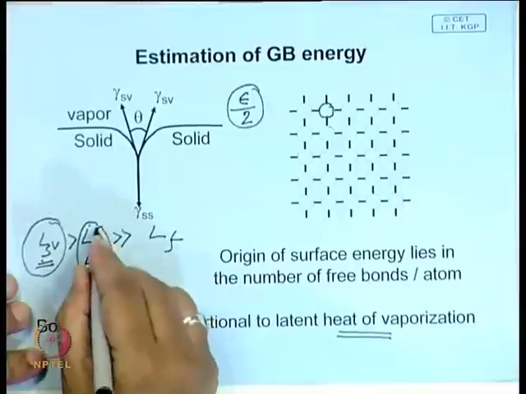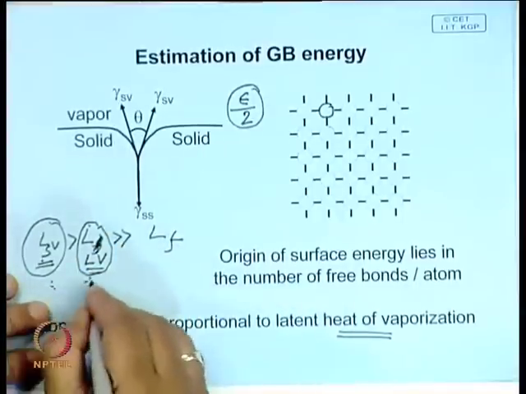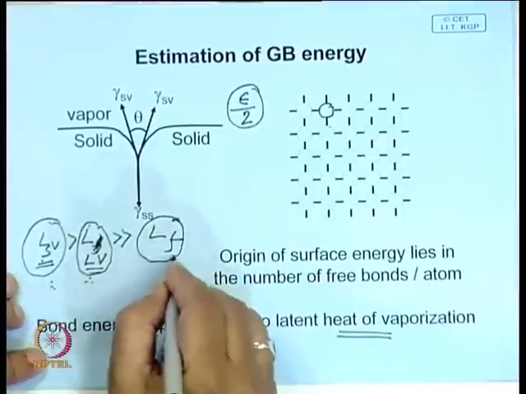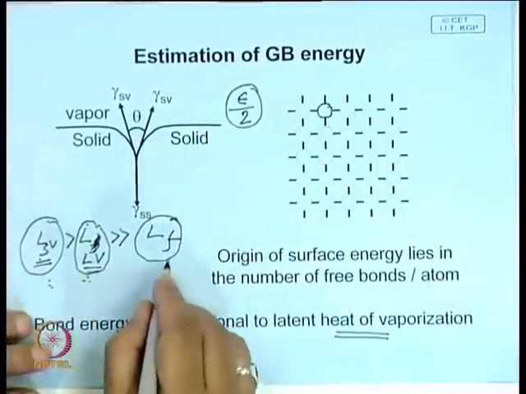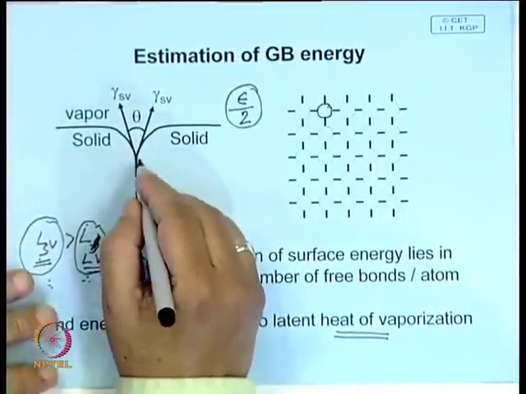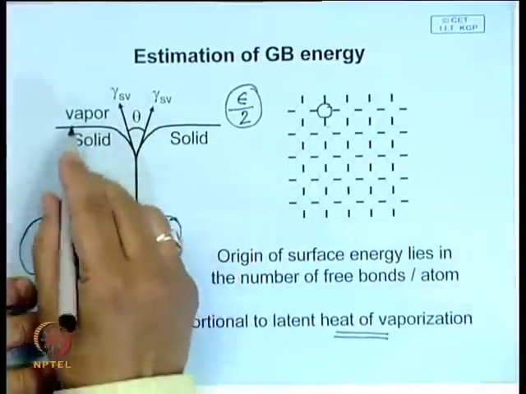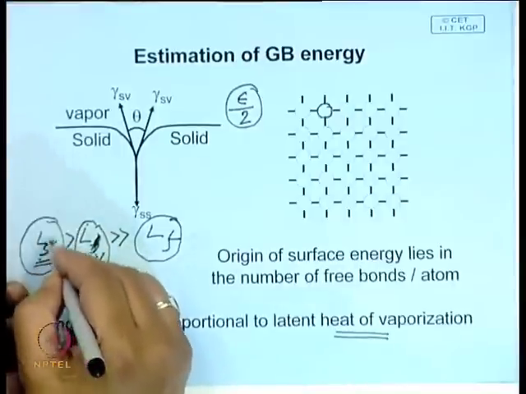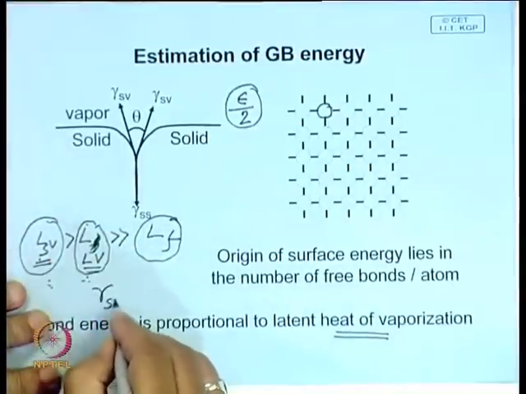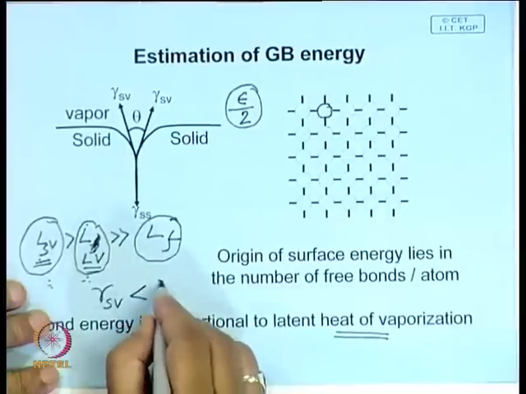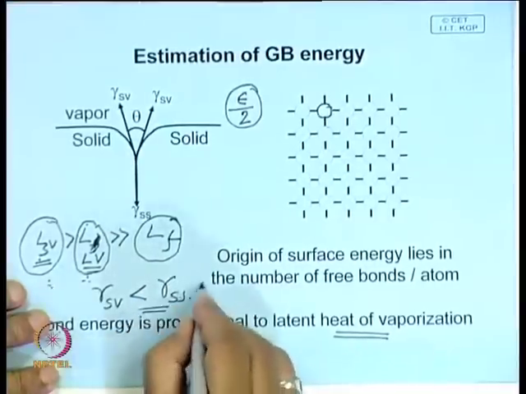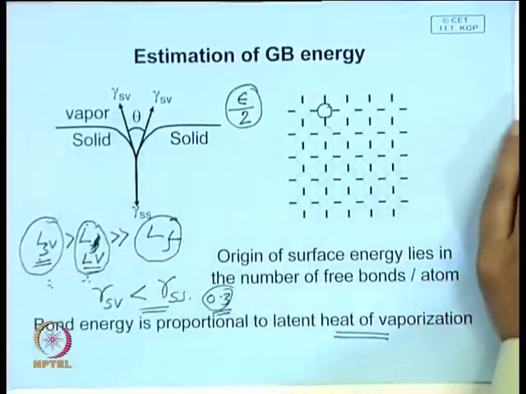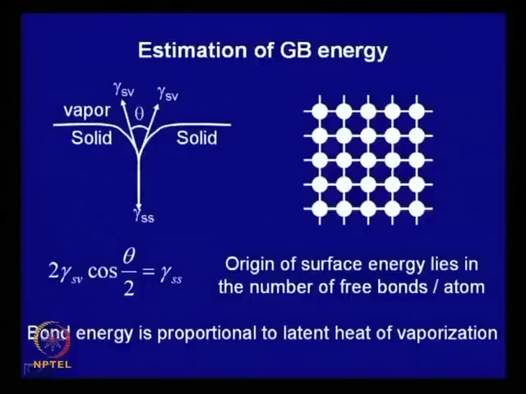Next is latent heat of vaporization. Difference between these two is not much, but both of these are significantly larger than latent heat of fusion. So, that means this grain boundary energy will definitely be much smaller than this energy, that means gamma SV will be much smaller than this grain boundary energy. So, maybe 0.3 times or even less, but it has a definite value.